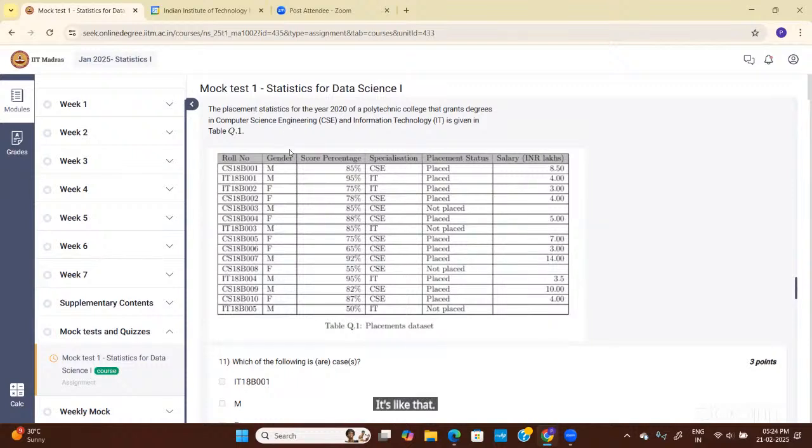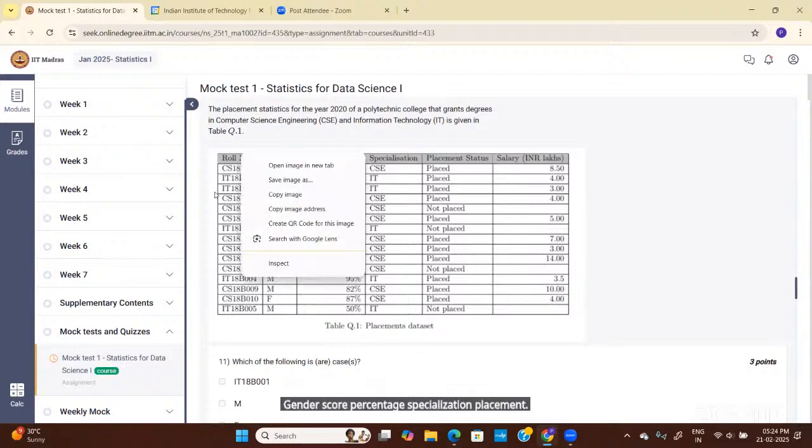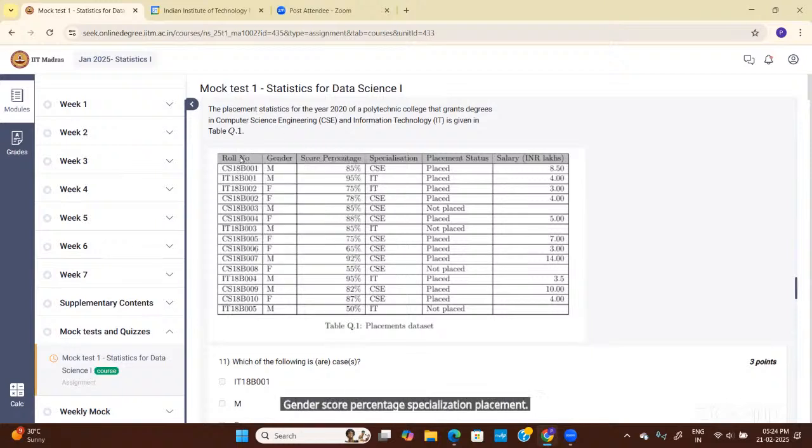And what are the variables in this data set? Gender, score percentage, specialization, placement, and this roll number also, because we have different values of roll number.